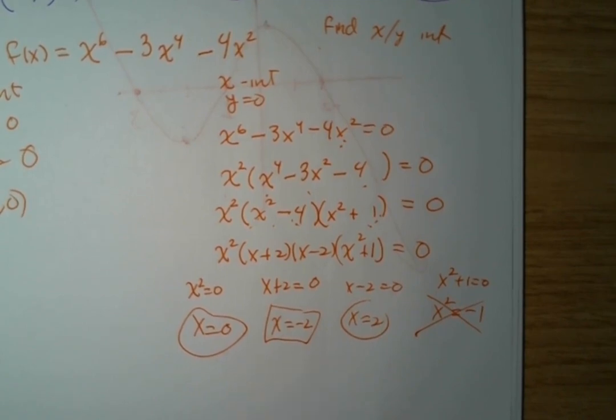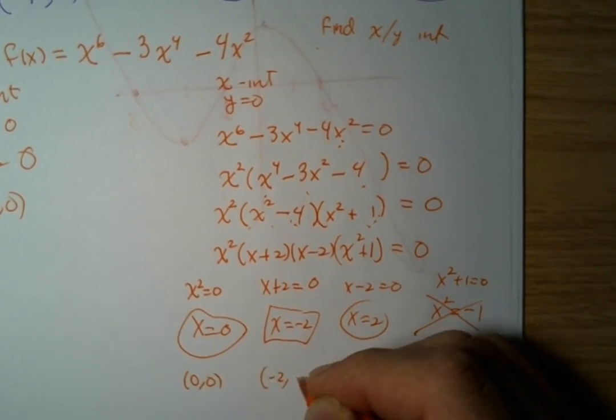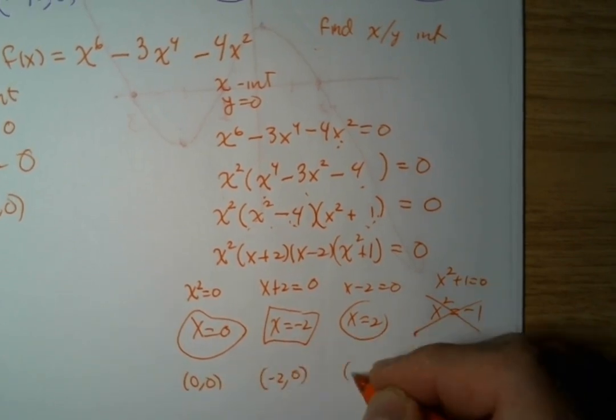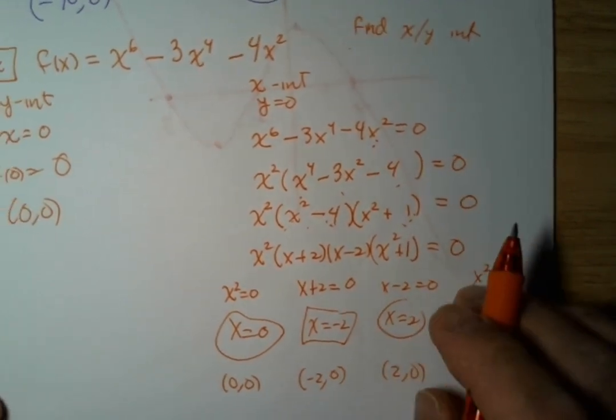So we have 3 x-intercepts. We got the intercepts at (0, 0), (negative 2, 0), and (2, 0). Okay, so that's how you find the x and y intercepts.